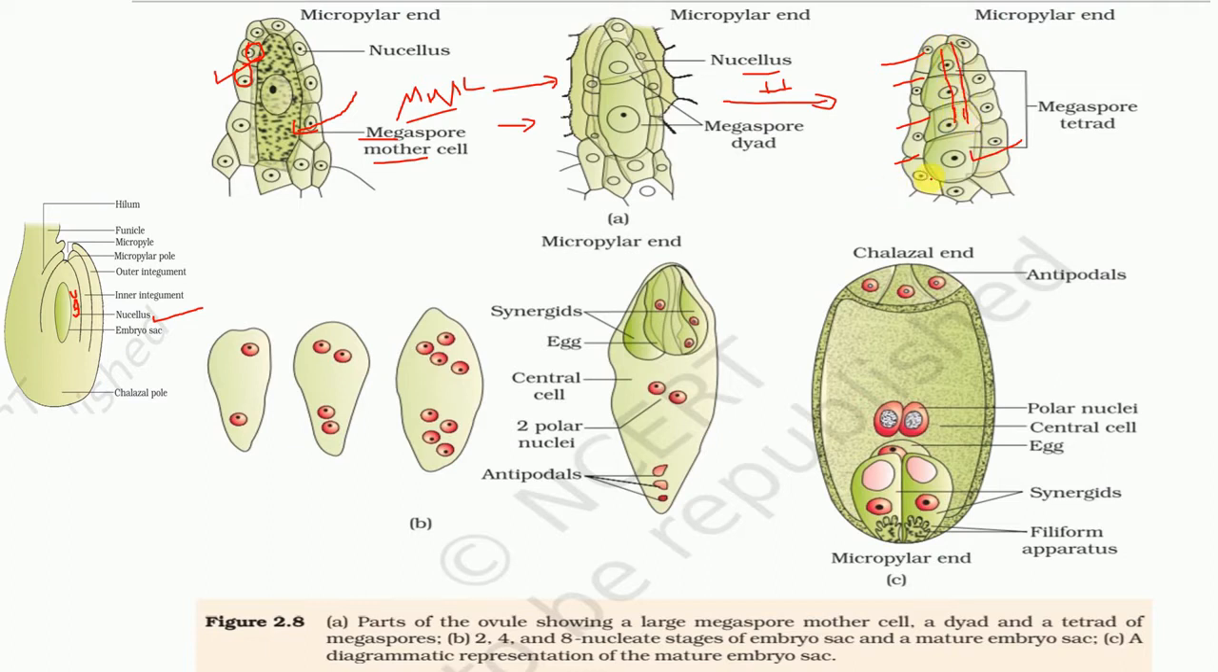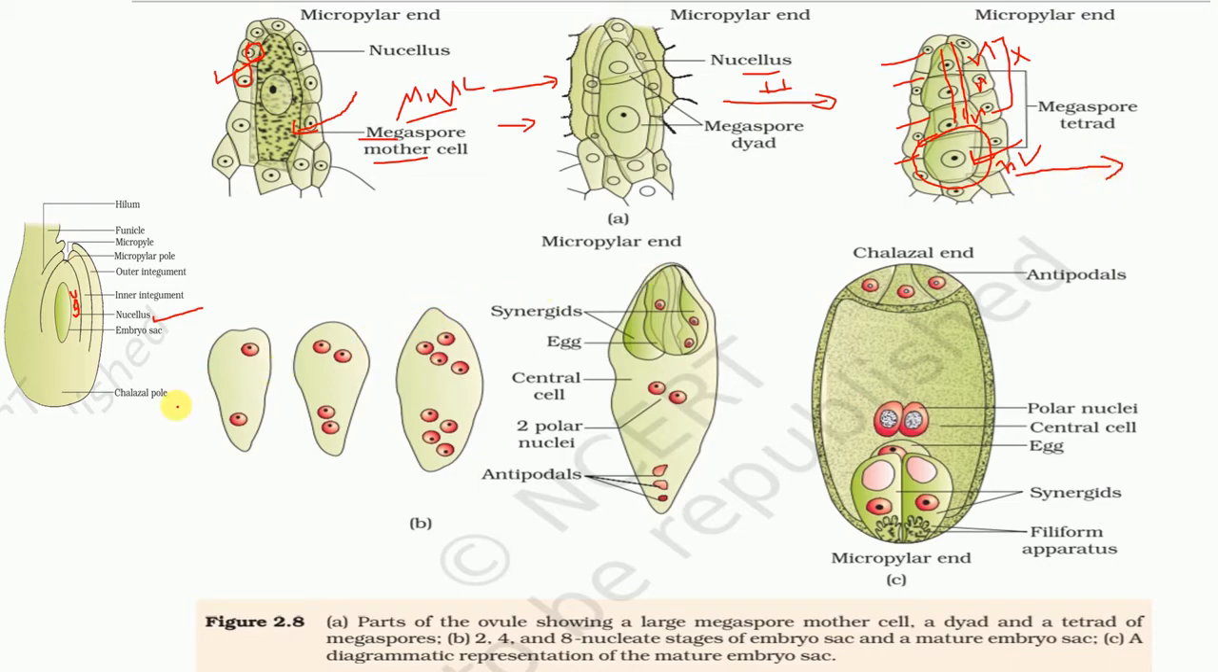That's the reason this embryo sac is also called a monosporic embryo sac. Why? Because the whole embryo sac forms from only one megaspore. That's the reason this embryo sac is also known as monosporic. Mono means once. So this is haploid, right? Because it is the product of meiosis. That's the reason these are all haploid. So 3 of these 4 have already degenerated and 1 remains active. This one will undergo mitotic division, right?